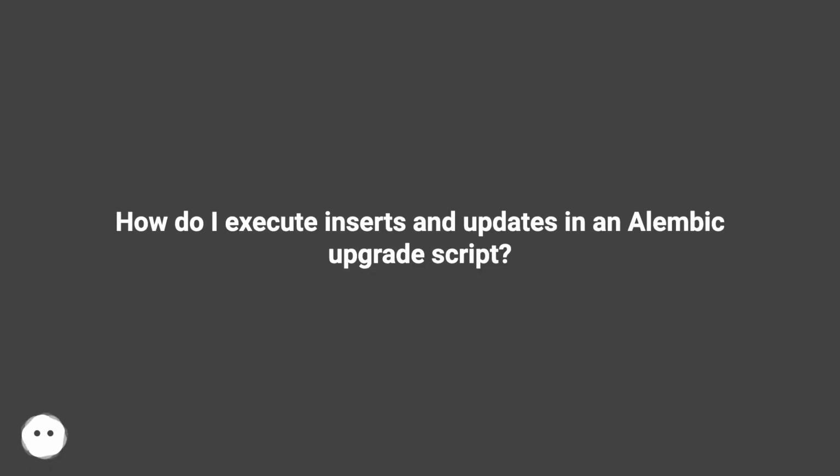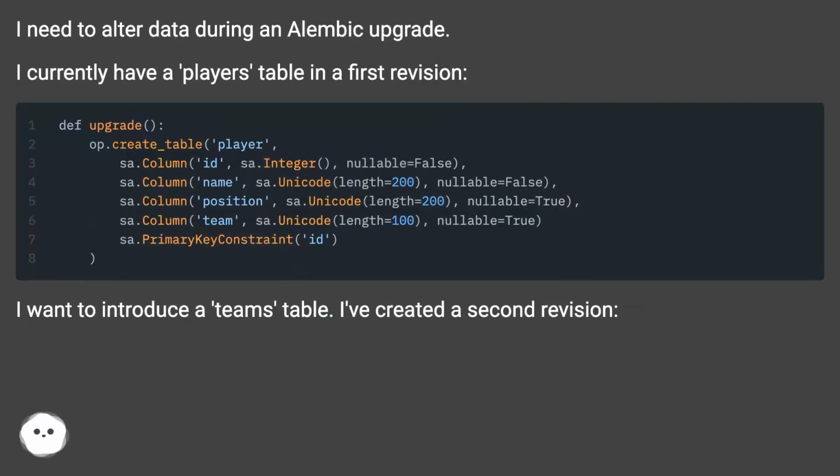How do I execute inserts and updates in an Alembic upgrade script? I need to alter data during an Alembic upgrade. I currently have a players table in a first revision.